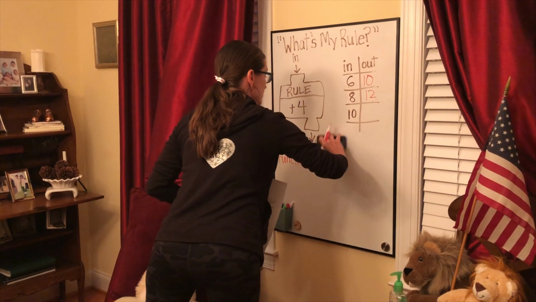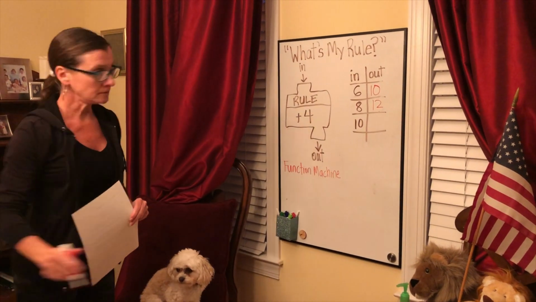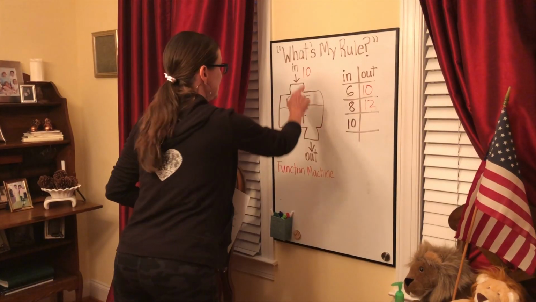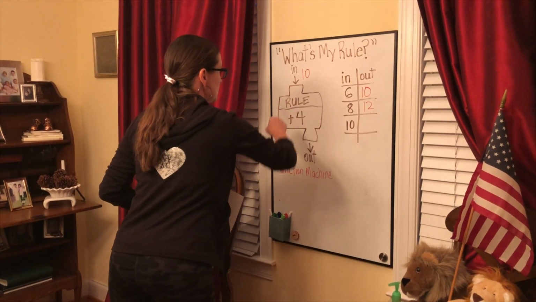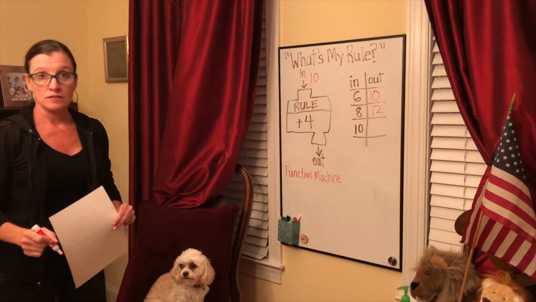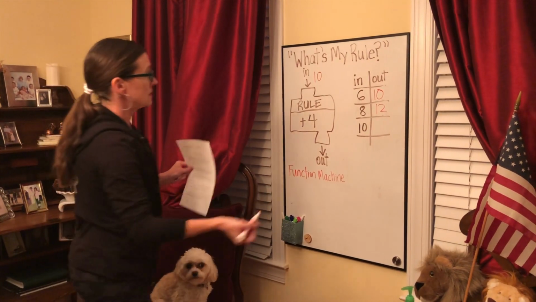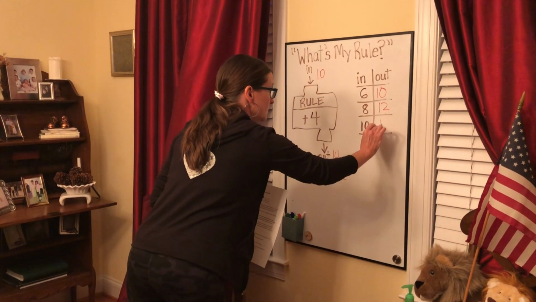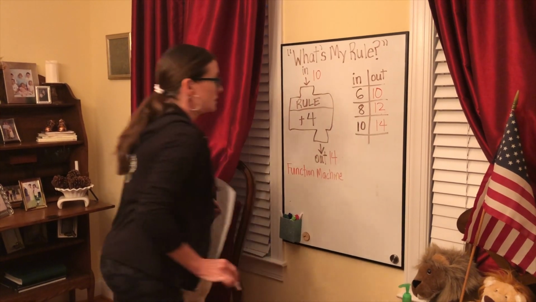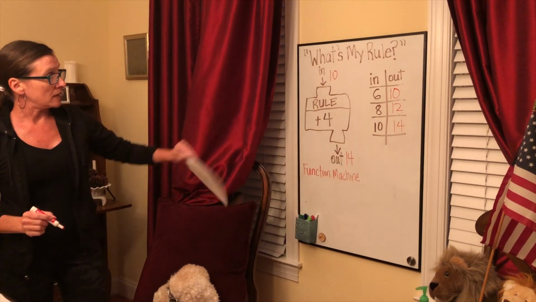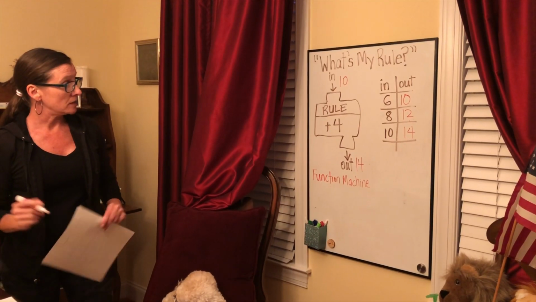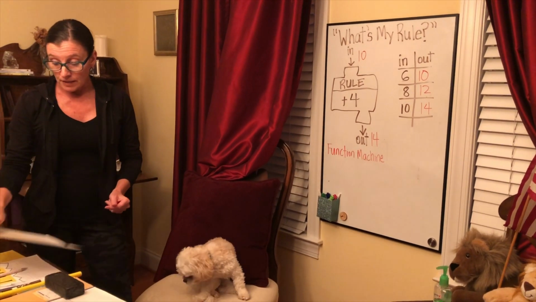Now we have 10 going in. That rhymes again. Our machine, 10 plus 4 is 14. Remember, we think 10 is an easy number to add to, and we're going to fill in 14 over here on the out part of our machine. So there you have it, guys.